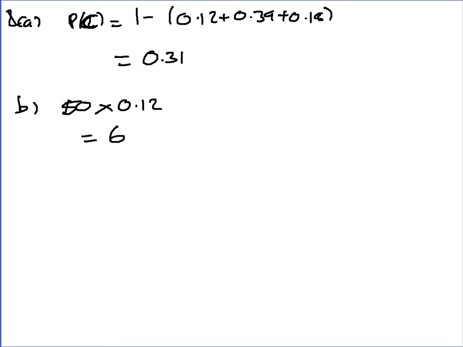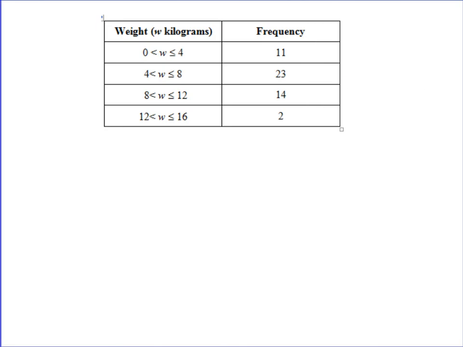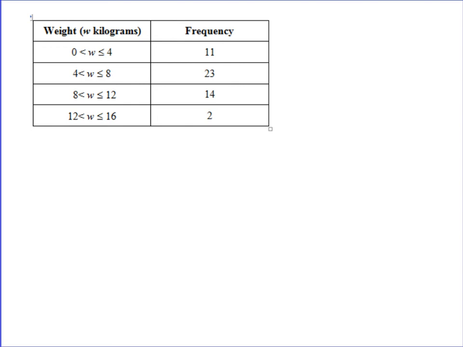Question 3. Table of values here. Group for each table, work out an estimate for the mean. Because it says an estimate, we're going to have to take a guess about what each weight is. So the way we do that is take a midpoint. So if 11 people weigh between 0 and 4 kilograms, then we're going to take a guess that they all roughly weigh 2. These roughly weigh 6, these roughly weigh 10, and these roughly weigh 14.